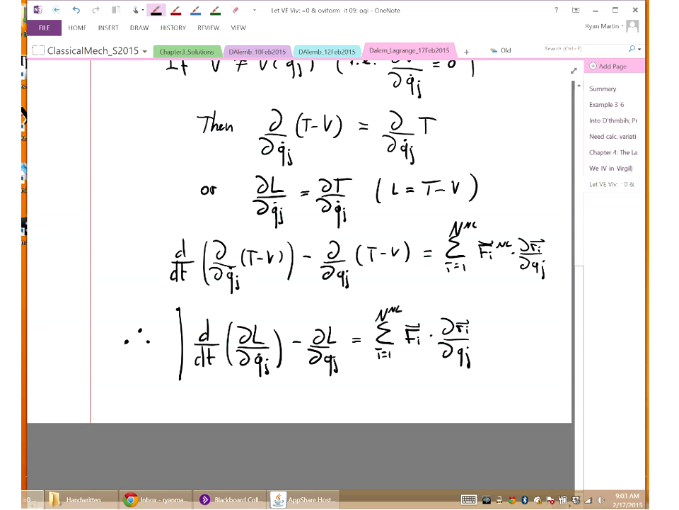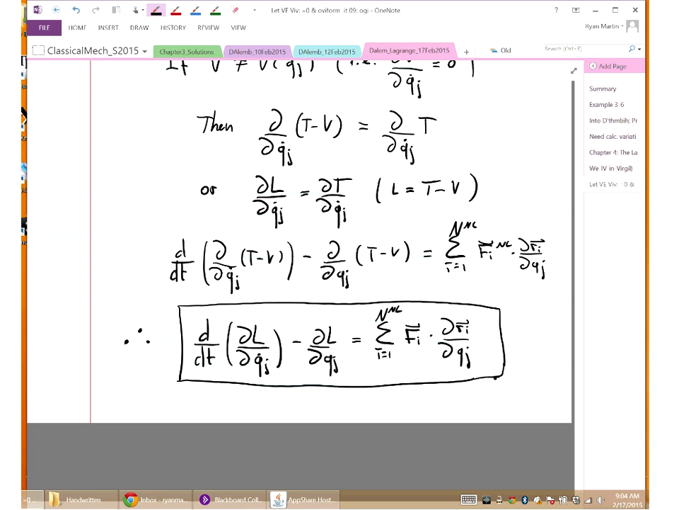So together with the definition of L, I think these would be the two most important equations to remember. And L equals T minus V is probably the most important equation in physics to remember, or definition at least.